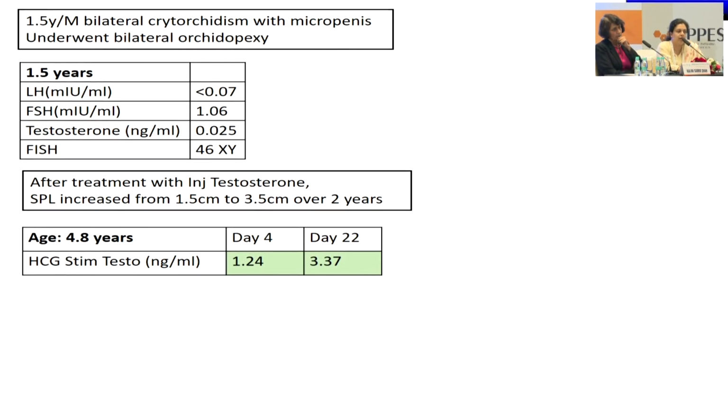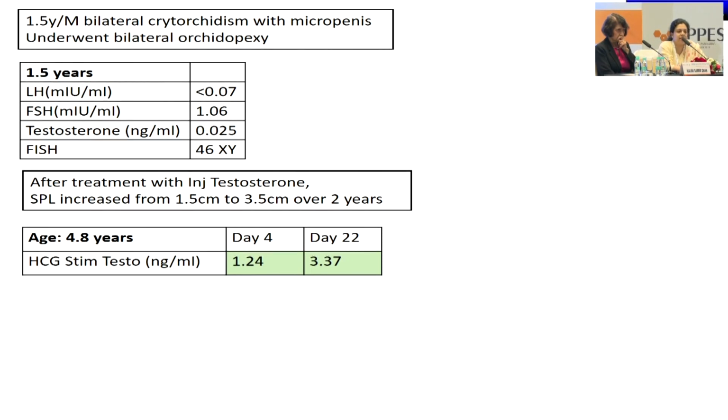Another boy, a 1.5-year-old boy who presents with bilateral cryptorchidism and micropenis. He has undergone orchidopexy for the same, and at the age of 1.5 years, his biochemistry is appropriate for his age. He receives injection testosterone for his micropenis. Subsequently, his stretched penile length improves to 3.5 centimeters.